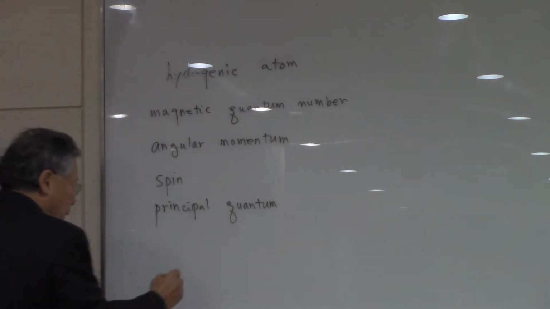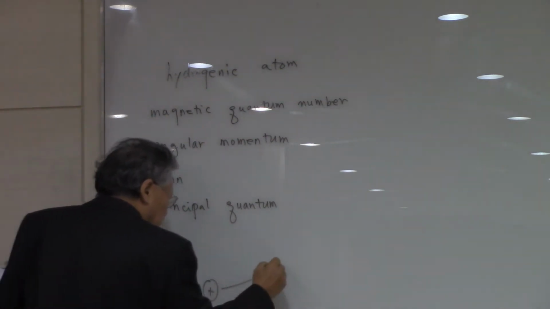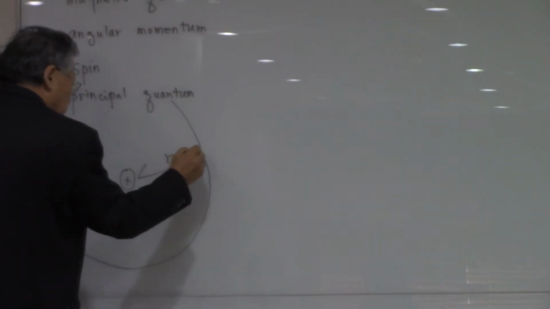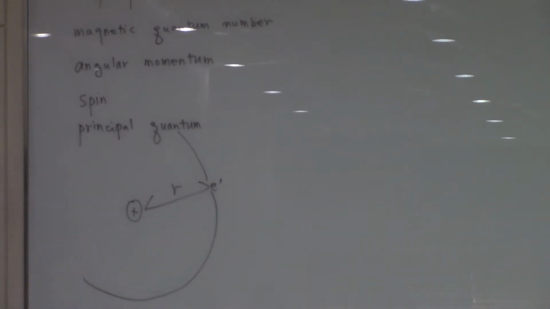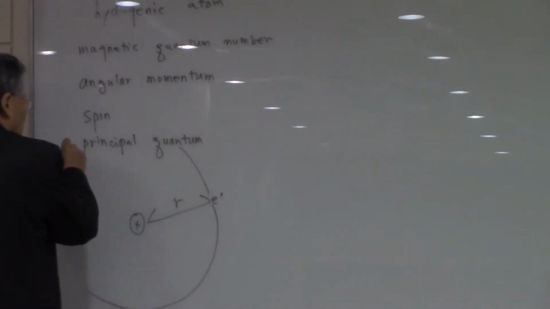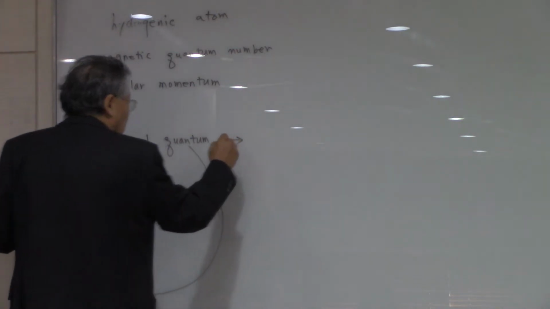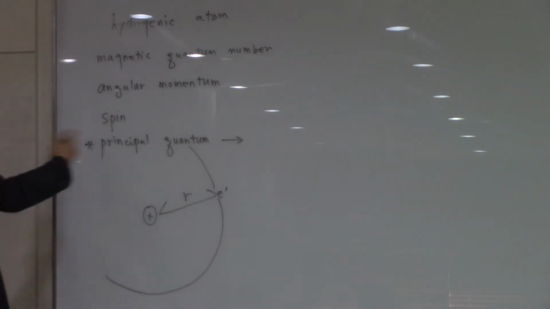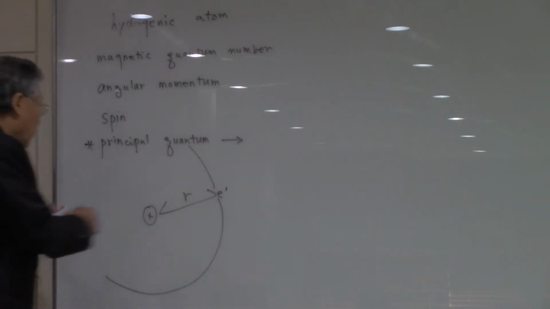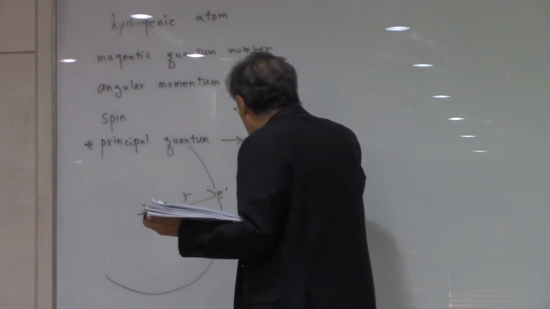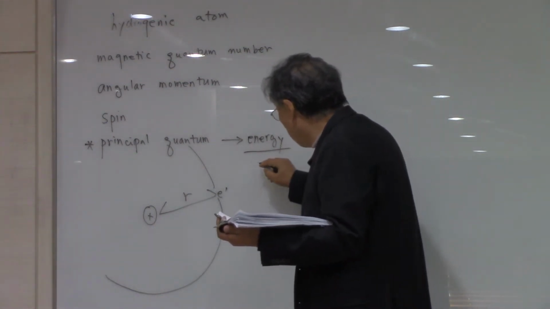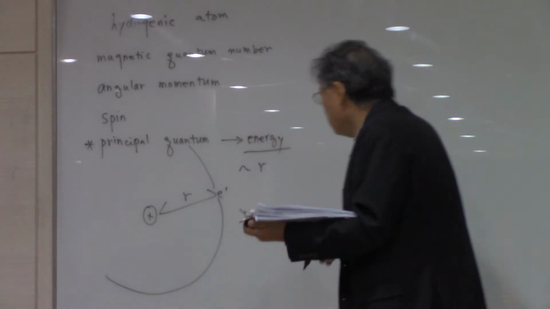Okay, the principal quantum number is the quantum number which is related to the energy state. This is the only one which is related to the energy state of the hydrogenic electrons. So it is the only energy related quantum number, and of course it is a function of the radius r, the distance.